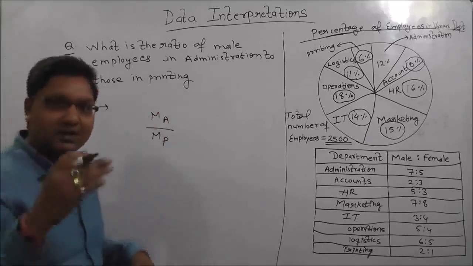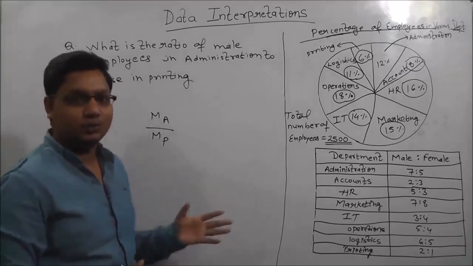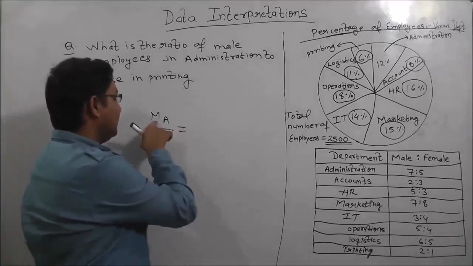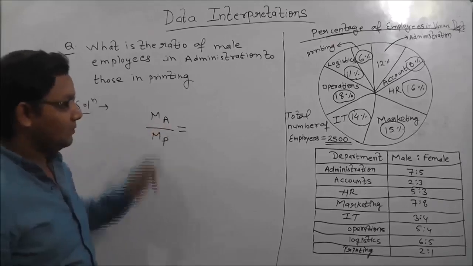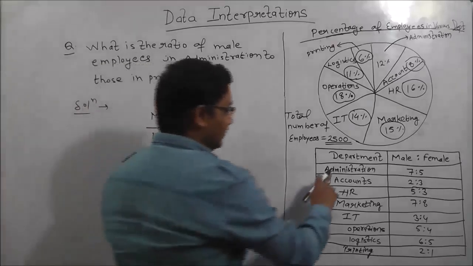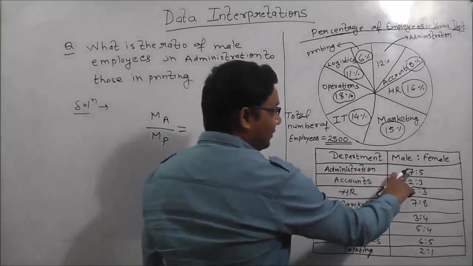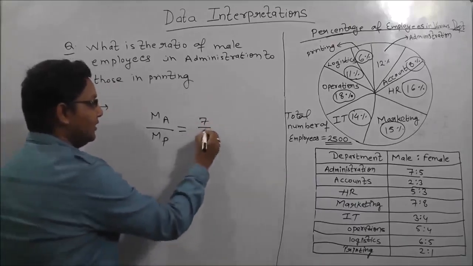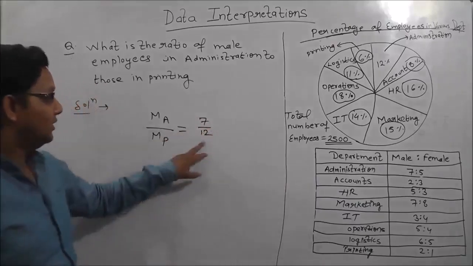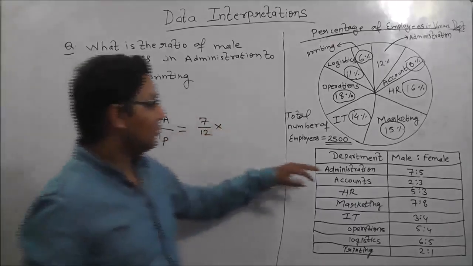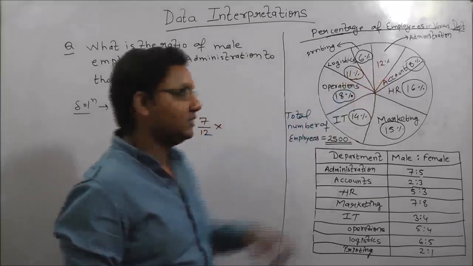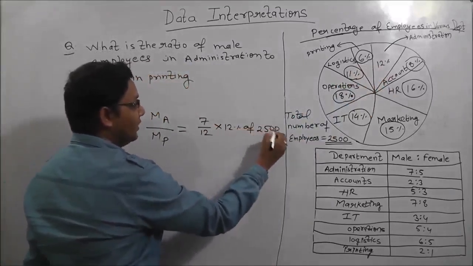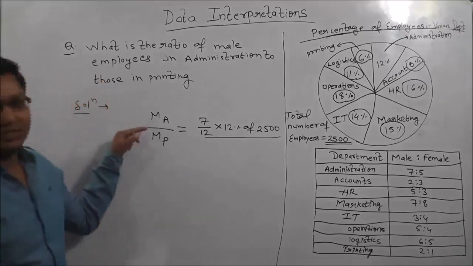The ratio question in data interpretation, as I have told, is a very easy question, because the cancellation part is very good to solve. So, males in the administration department. First we have to see the table. This is the administration department, so the males part is 7 and the female part is 5. So 7 by 7 plus 5, that is 12, so 7 upon 12 into how much you will get. Now we have to see the administration department, that is 12%. So 7 by 12 into 12% of 2500. So these are the males in the administration department.